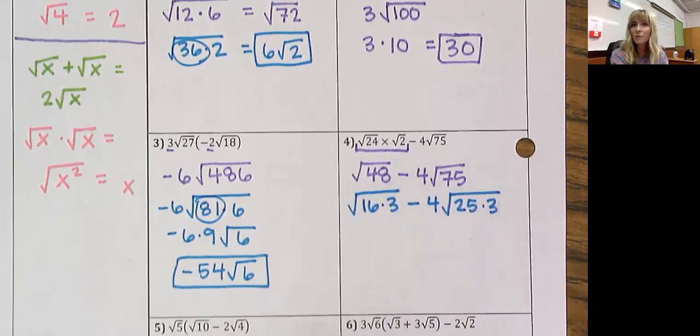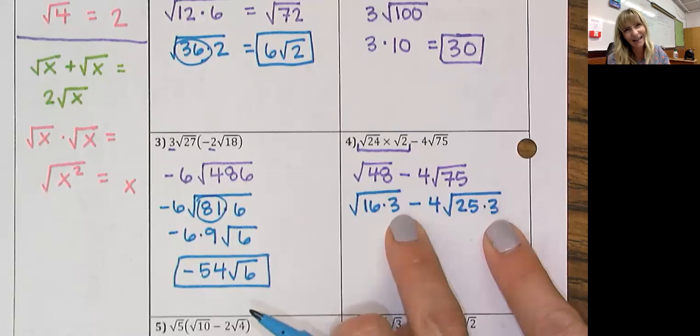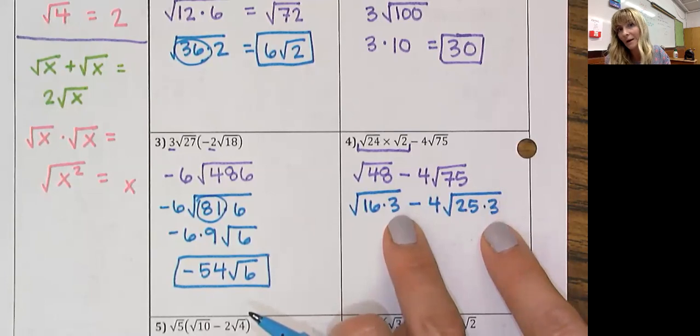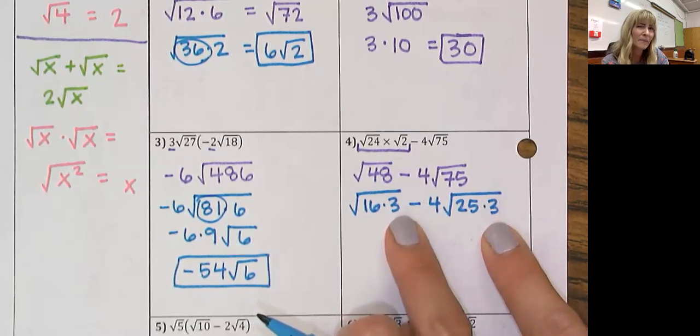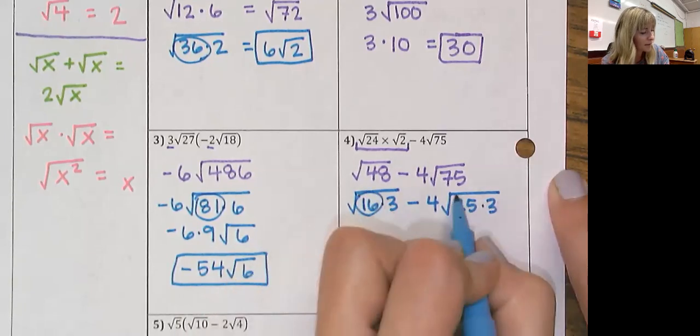You'll also, I hope you started to notice the last couple of days, that when it's an addition or subtraction problem, you usually get a hint. You're usually going to be able to put them together, and so probably what's allowed to be left in the radical might end up as the same number. So I'm going to square root these perfect square parts.